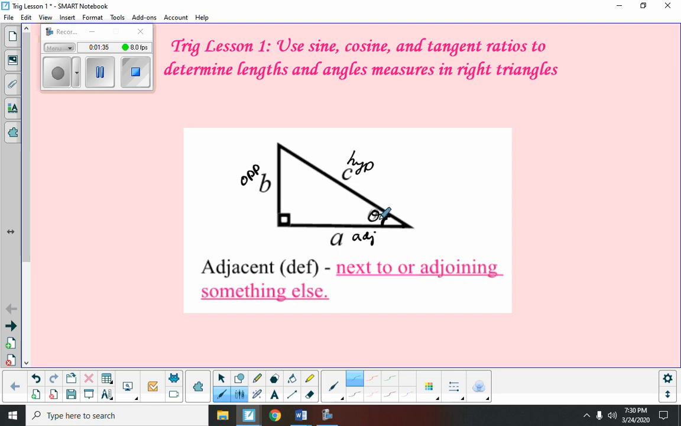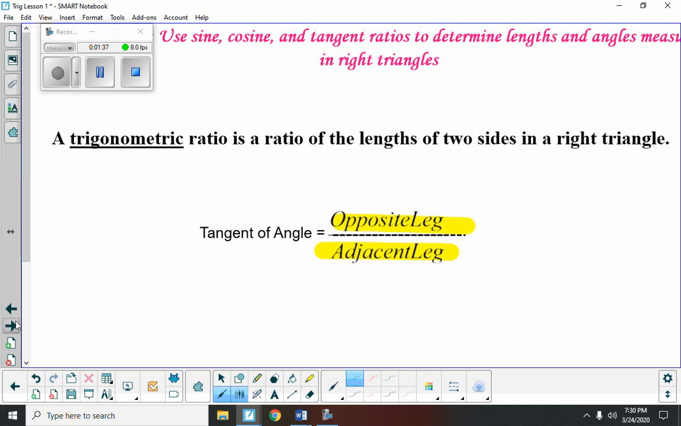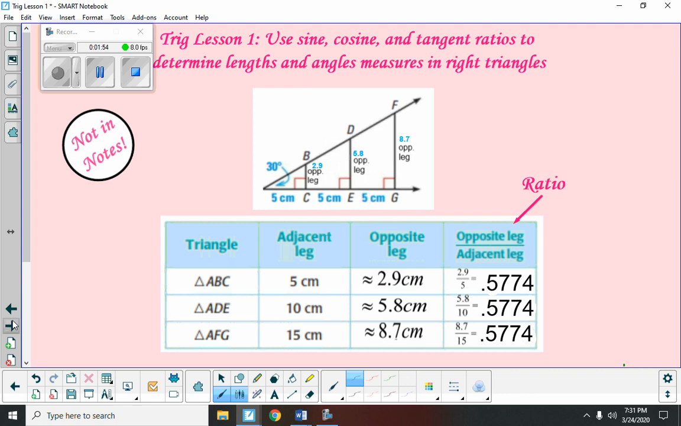So you have two sides that make this angle, but one is the hypotenuse, the other one is the adjacent. All right, so a trigonometric ratio is a ratio of the lengths of two sides in a right triangle. Now, the first trigonometric ratio we're going to talk about is tangent, and that is defined as the opposite leg over the adjacent leg, and that's talking about the lengths. Now, this is not in your notes, which you don't have a note guide anyway right now, but just so you have an understanding that these are ratios.